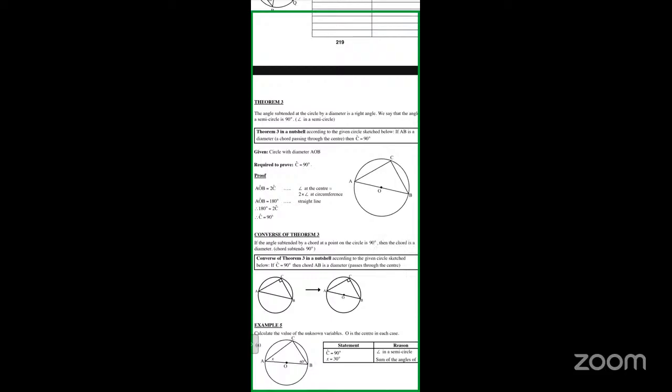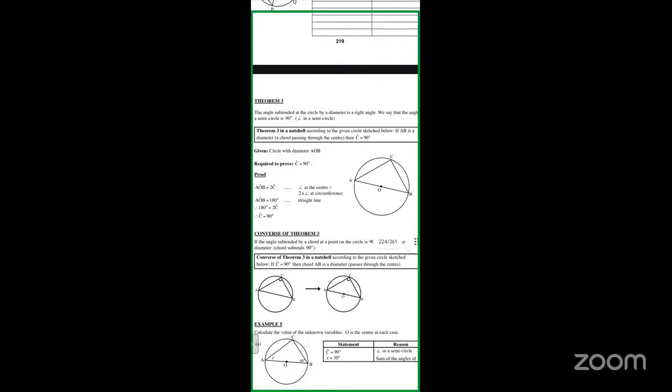Then how can we get angle C? Because angle C is on the circumference, it is going to be half of this angle at the center, which is 180 degrees. So half of this 180 degrees is going to be 90 degrees. So angle C is 90 degrees. So every angle that is subtended by a diameter is always going to be 90 degrees. You need to note that.